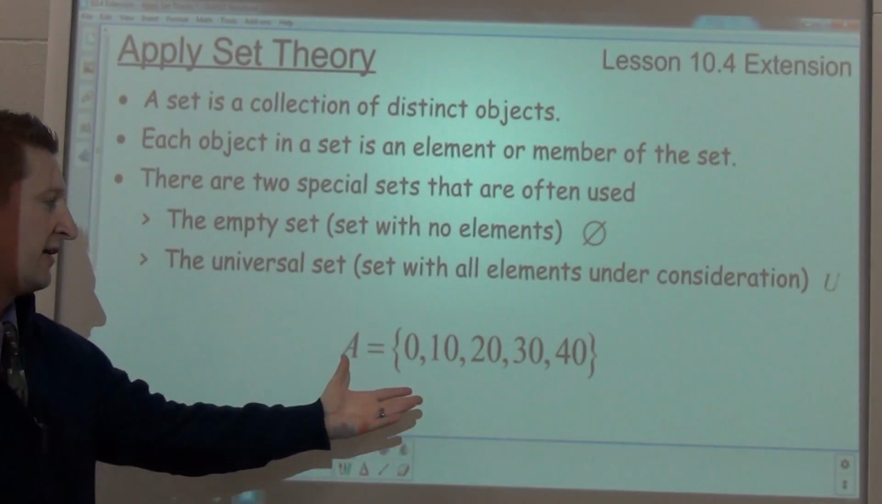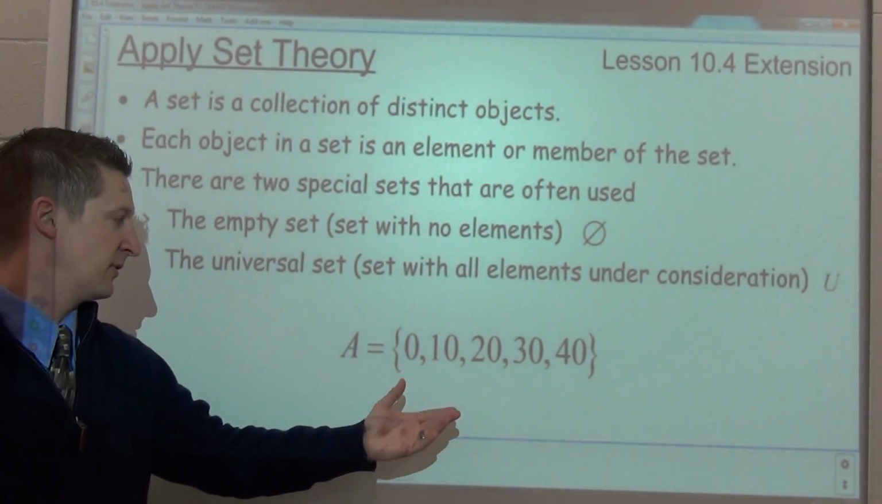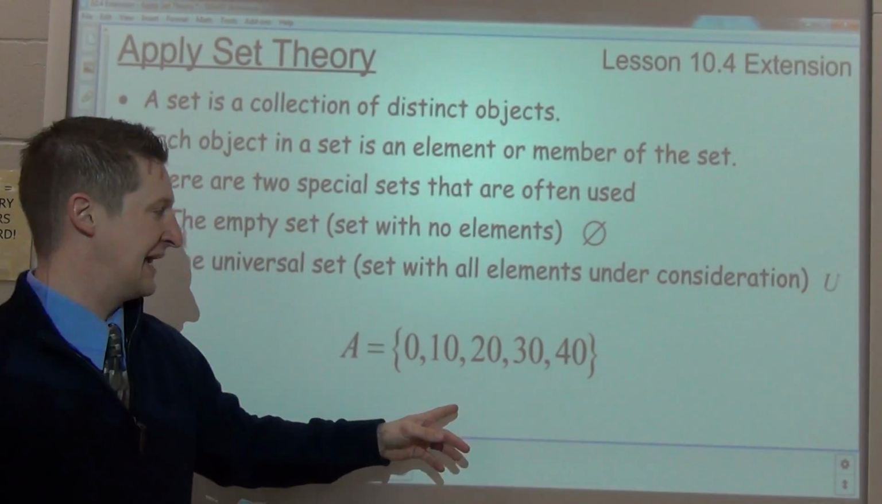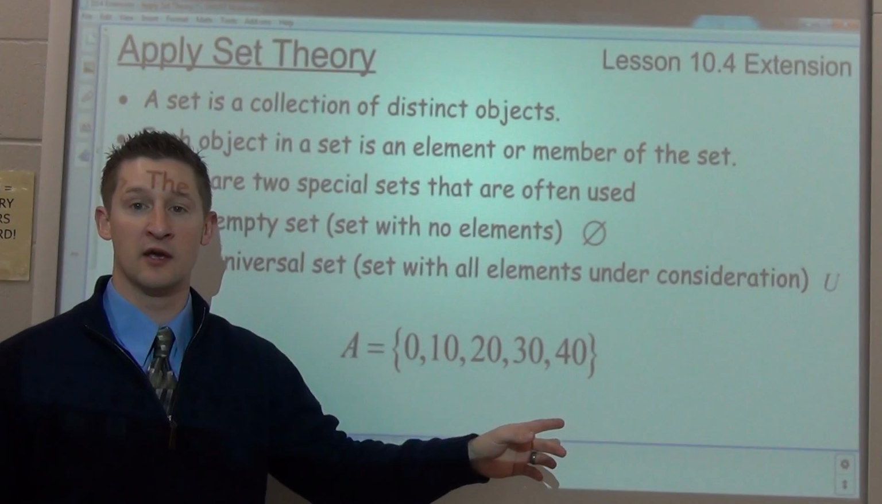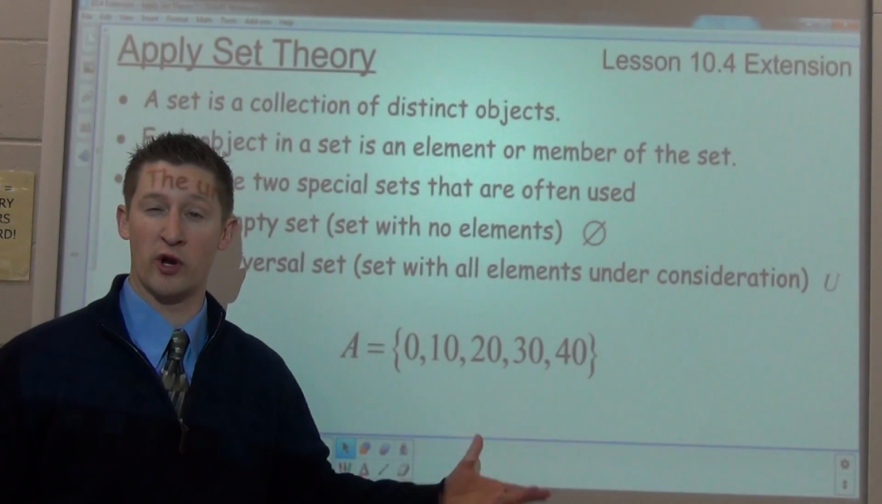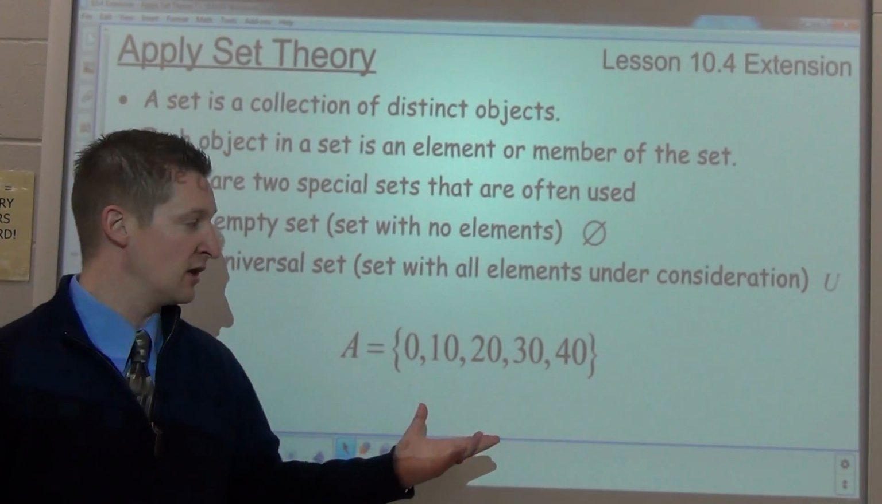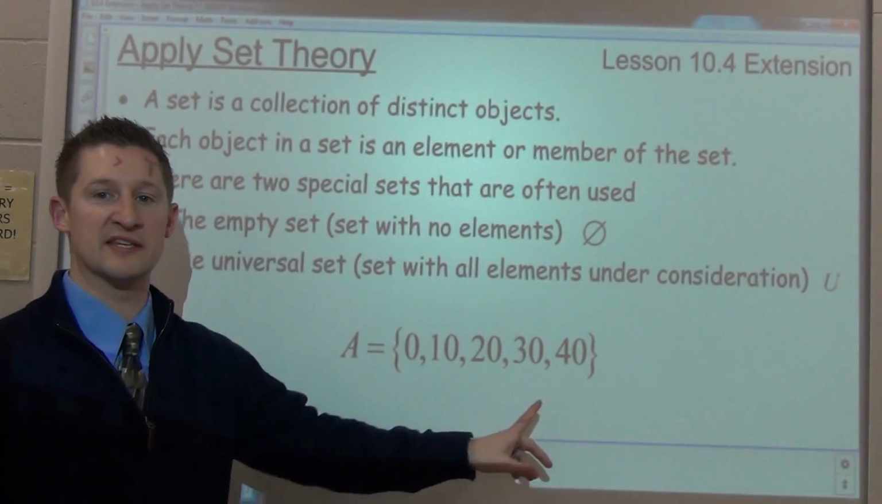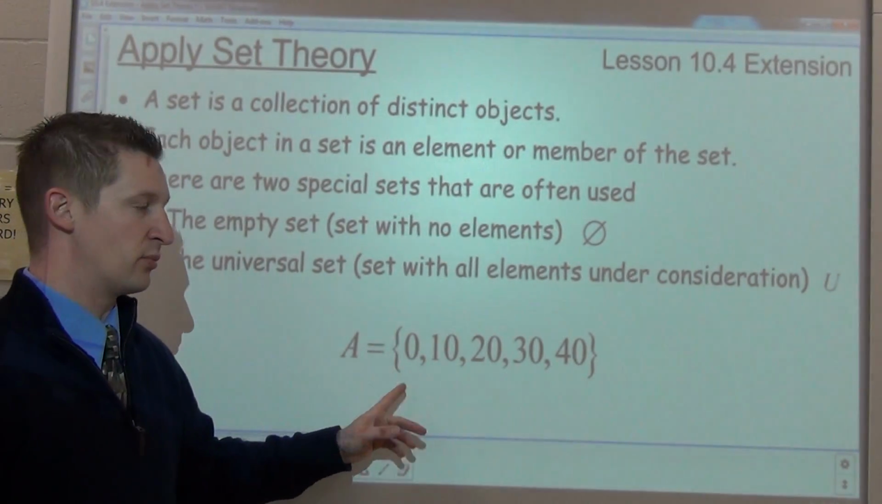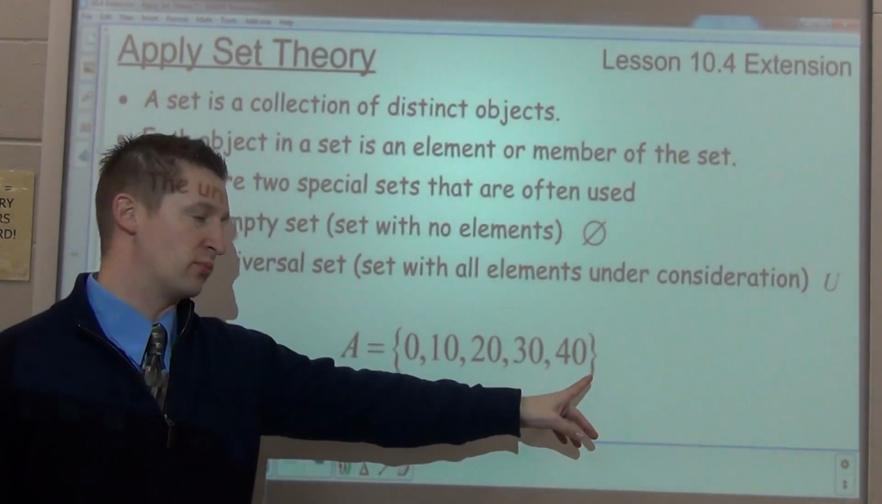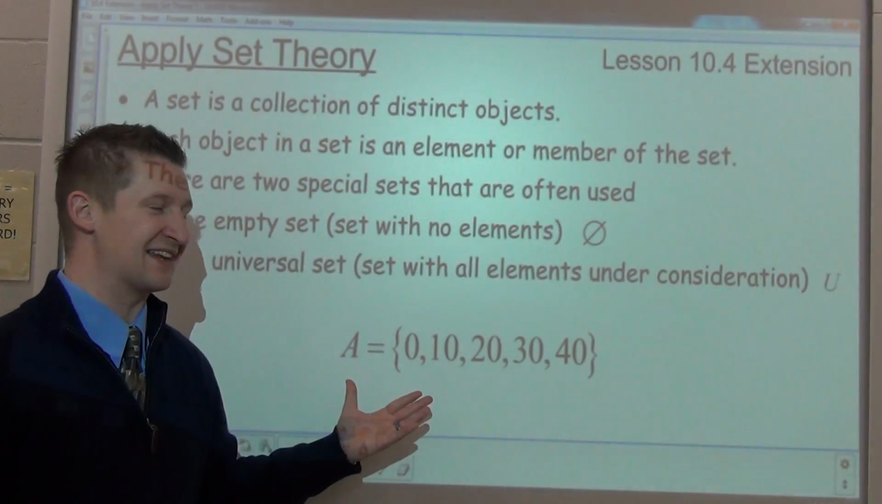Now, for example, I have this set listed here. Set A is made up of the members or the elements 0, 10, 20, 30, and 40. The elements or members of a set are going to be listed with commas in between them, and they're surrounded by braces. So that's what we would call these symbols here. So I have a brace on the left, all the elements, and then a brace to close it off on the right. That would be set A.